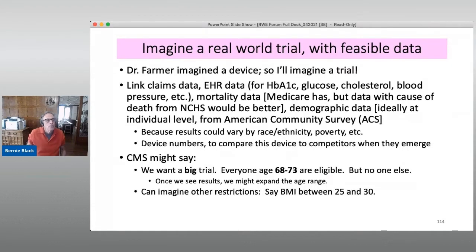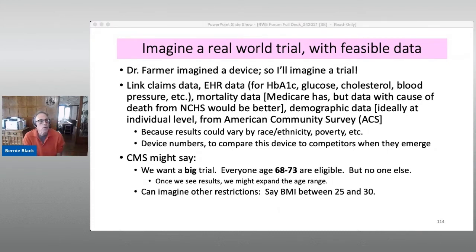So I'm going to imagine a real-world trial with feasible data. Steve Farmer imagined a device. I'll imagine a trial. So I'm going to link everything together. I'm going to link claims data. I'm going to link EHR data so I can get HbA1c and glucose and cholesterol and blood pressure. I'm going to link mortality data. Medicare has it, but for cause of death, I want to get NCHS data.